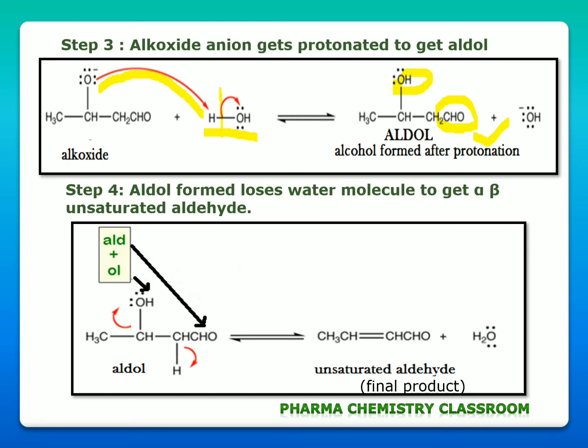Now this aldol loses a water molecule. See, this OH and this hydrogen go from the aldol, that is, dehydration takes place, and we get the final product, alpha beta unsaturated aldehyde. This is alpha carbon, this is beta carbon.